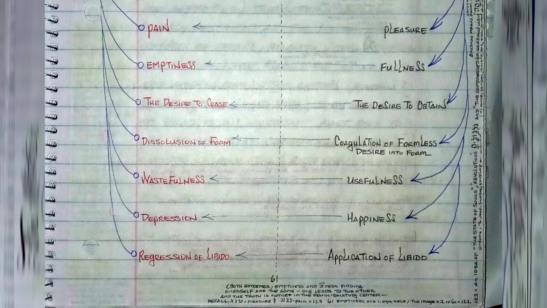But if we start on the left side, the desire to cease, so the desire to stop doing something, right? You stop doing something for quite a while, you sit in that stagnation, it will lead to the desire to obtain, the desire to start again, all right? Dissolution of form, so something dying, something being destroyed, all right? At some point, that same form of something, or maybe a newer, updated version that was created off the same idea of that form, coagulation of formless desire into form occurs. So that formlessness comes into form somehow again through this cycle.